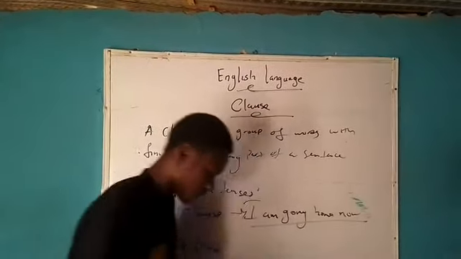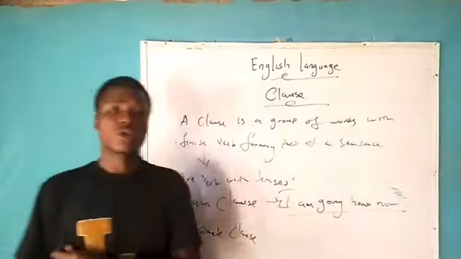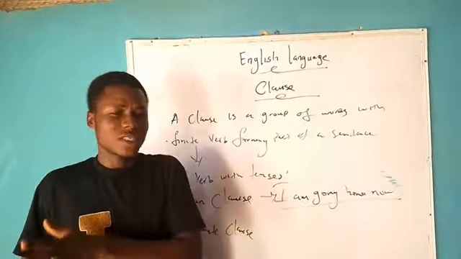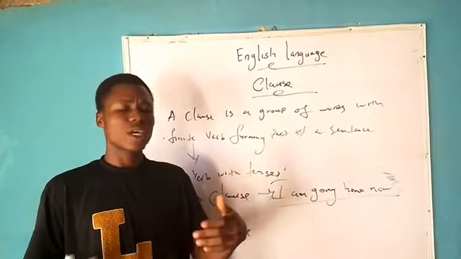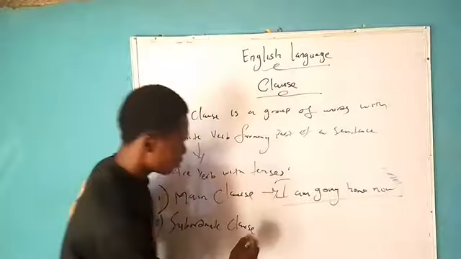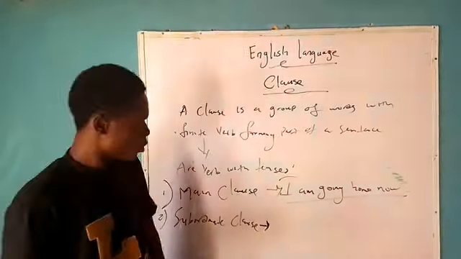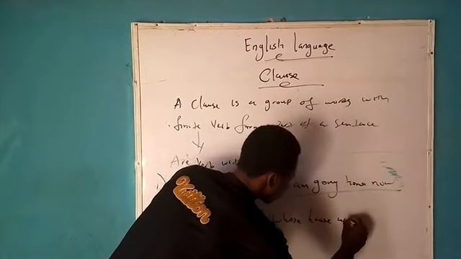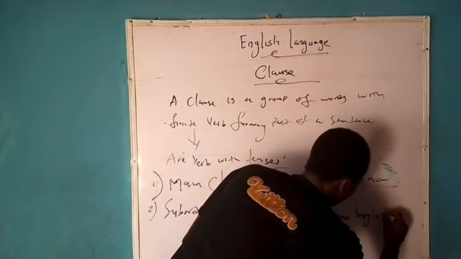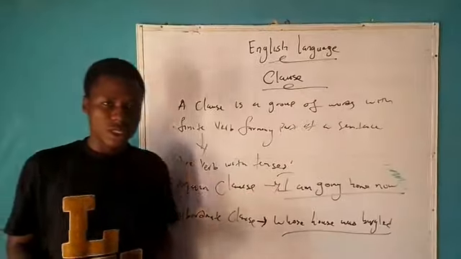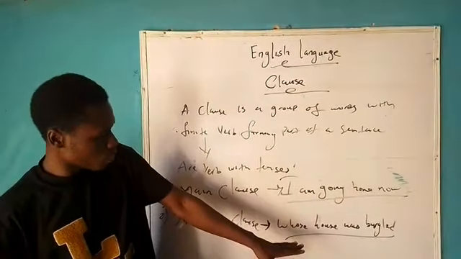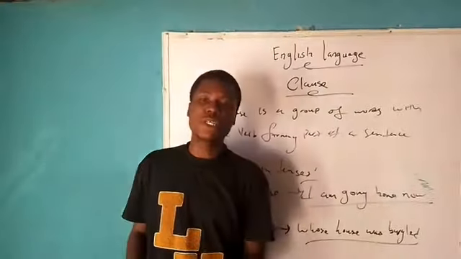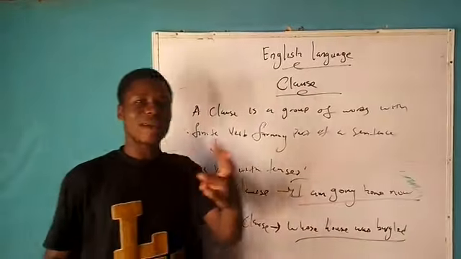Then when we are talking about subordinate clauses, these are clauses that cannot stand on their own. They only form part of a sentence and they need a main clause to make a complete thought. Examples of a subordinate clause: whose house was burgled. If you look at it very well, it needs a main clause for it to make a complete thought.